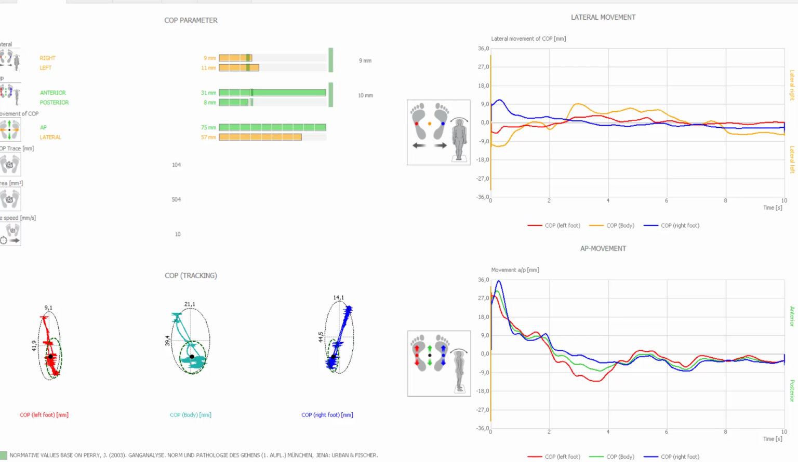The lower graph shows the COP movement to anterior-posterior, again red for left and blue for right. The AP movement of the total COP is shown here in green. Positive values correspond to an anterior position, negative to a posterior position.